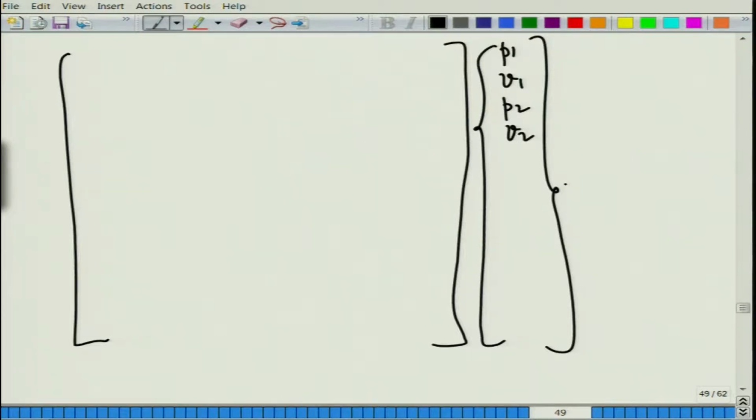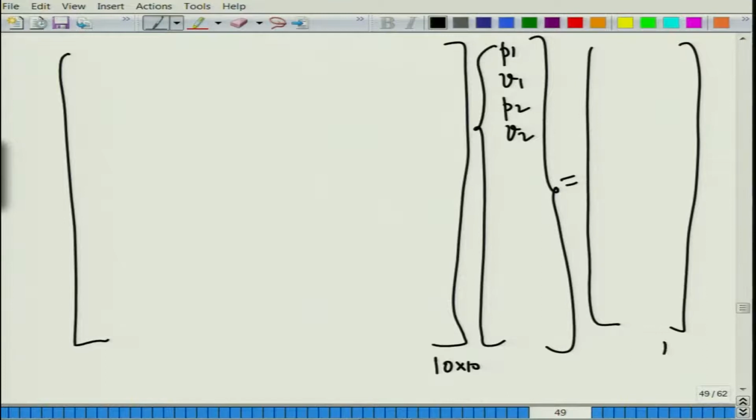This would be your 10 cross 10 matrix, and this would be your also rectangular matrix, 10 cross 2 matrix, and here you have your P6 and V6. Okay.